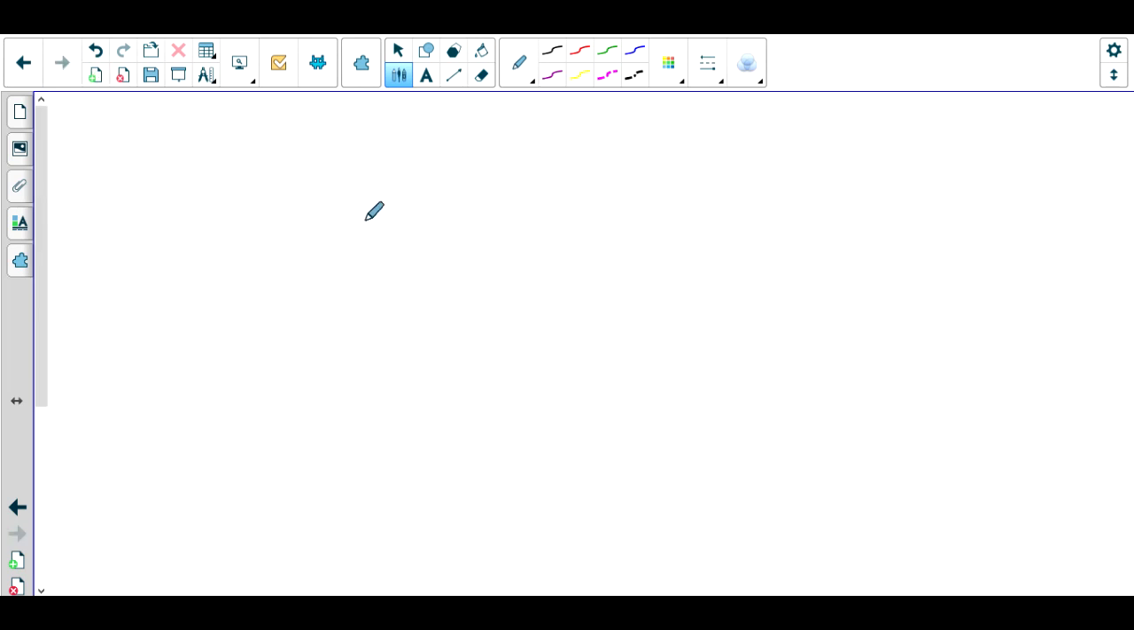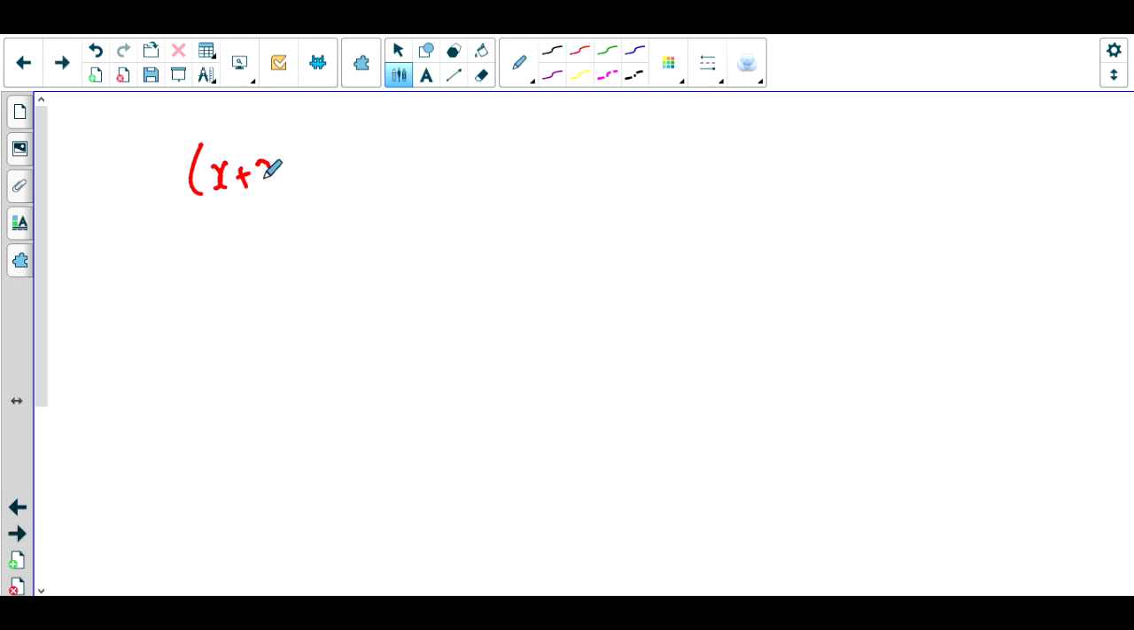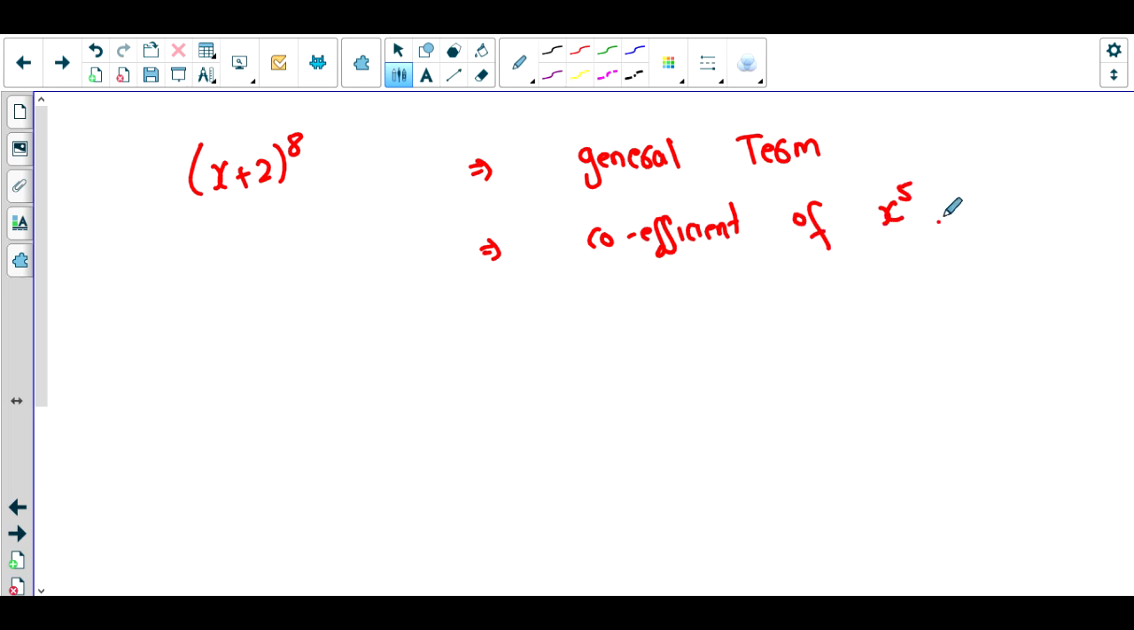Let's solve one more question. There can be a question like this. It says that you have x plus 2 power 8. They can ask you to write the general term in this case, and what is the coefficient of any term, let's say x power 5. We want to solve this question now. We have an expression x plus 2 power 8 and we want to find the general term.